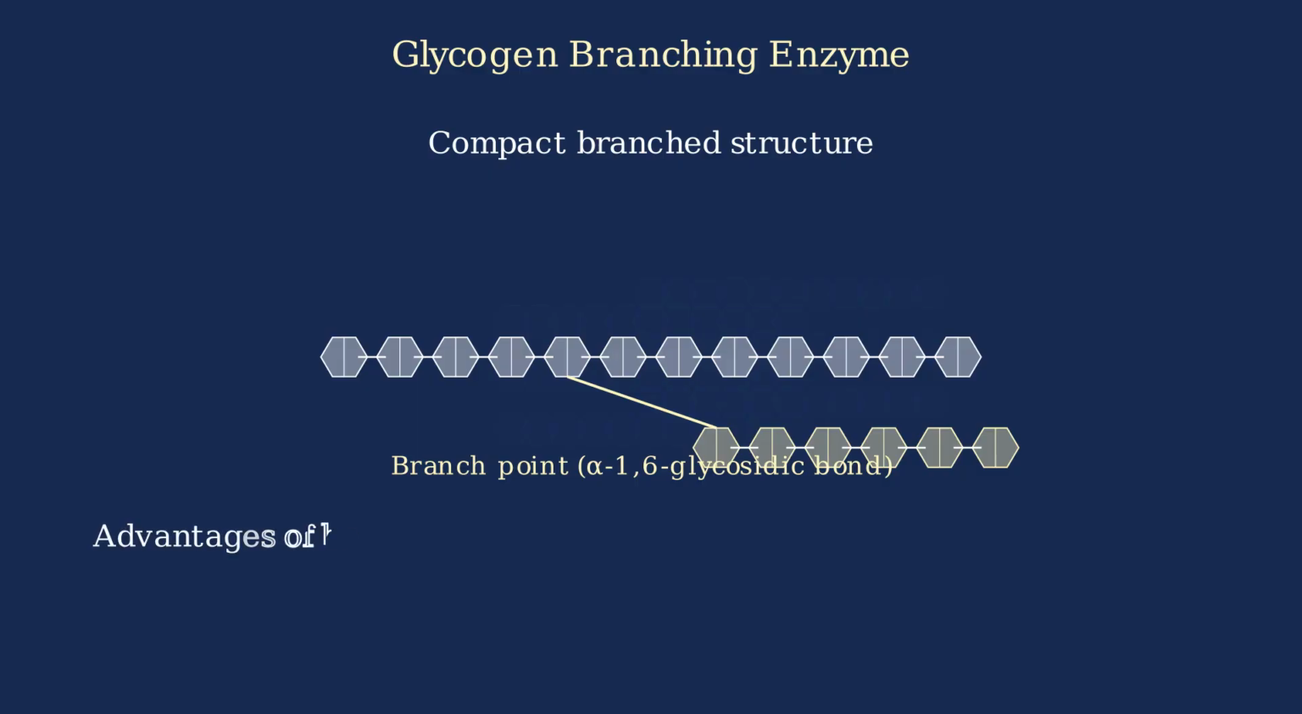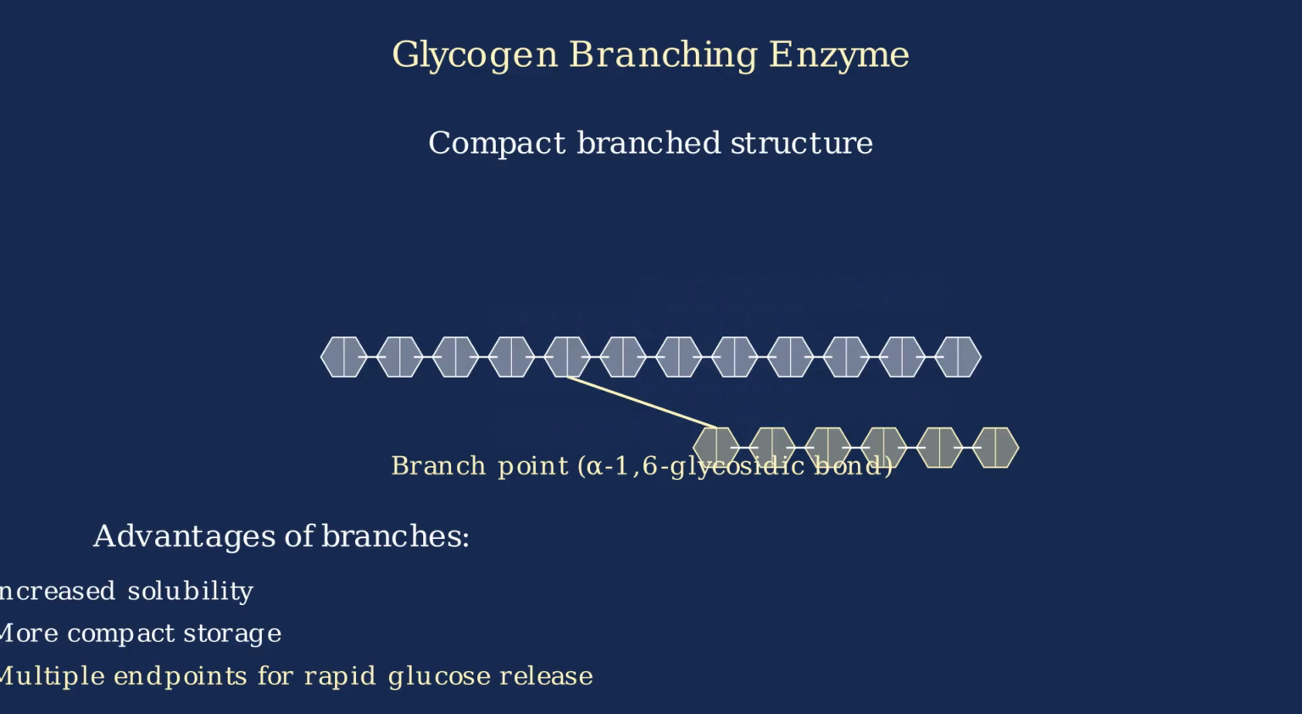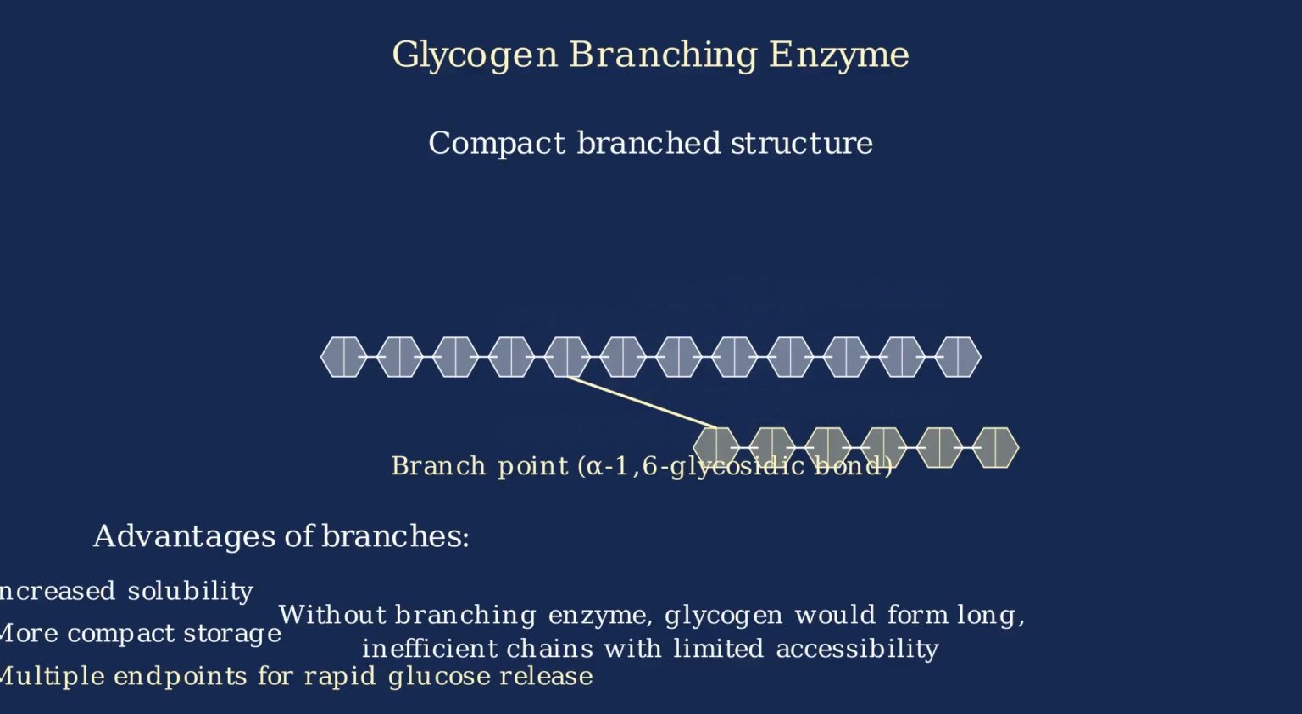The branched structure offers several key advantages. It increases glycogen's solubility, creates more compact storage, and, most importantly, provides multiple endpoints for rapid glucose release when energy is needed. Without glycogen branching enzyme, glycogen would form long, inefficient chains with limited points for glucose release, significantly reducing its effectiveness as an energy storage molecule.